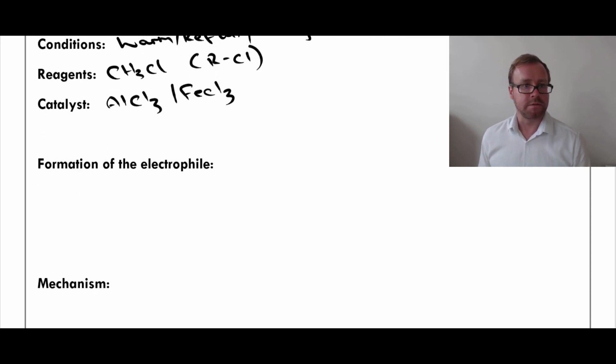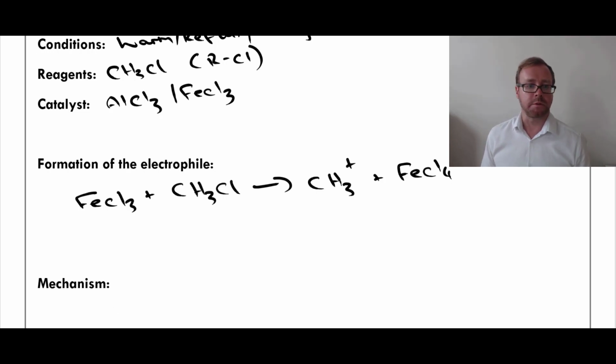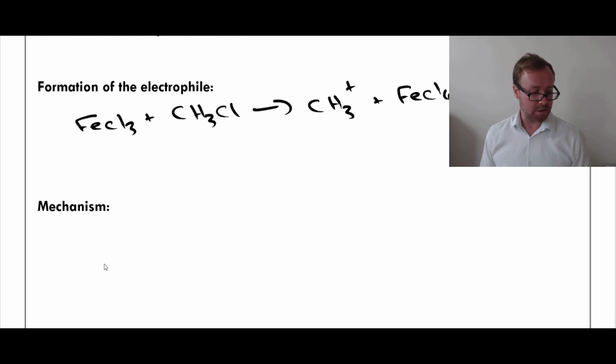Formation of the electrophile. I'm going to let you have a go at doing this because I reckon you'll be able to do it now. I'm sure you've all come up with this. It's very similar to our example used previously. Generating our electrophile is the CH3+, with the FeCl4- made over. Again, you're going to do the mechanism on your own. I'll give you a couple of minutes.